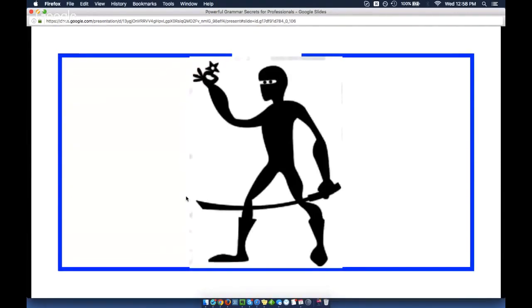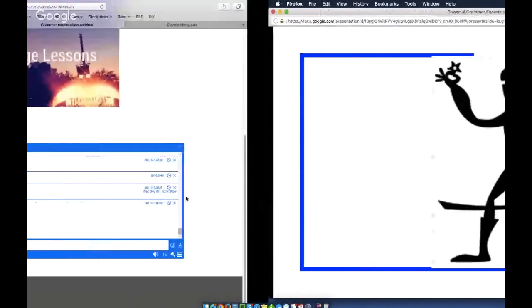What picture is this? What do you call this person? This is an interesting image, and I'm going to connect it to the thing that I just talked about. Does anyone know what this image is? What do you call this person? He's wearing black. He has a sword. He has a little star that he's going to throw. He moves in the night.